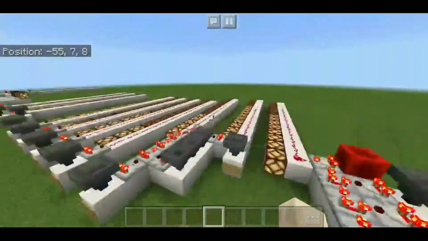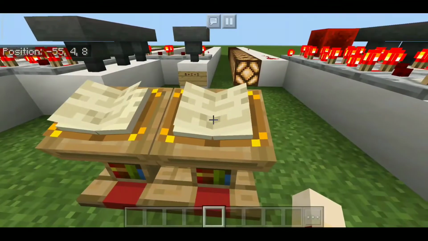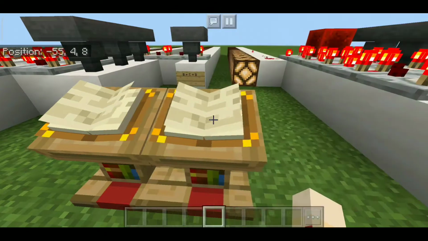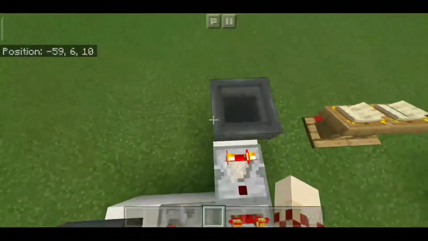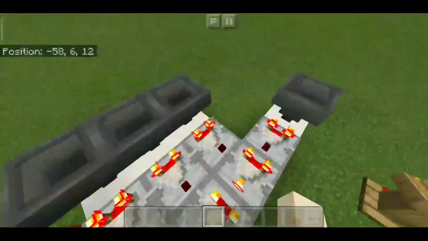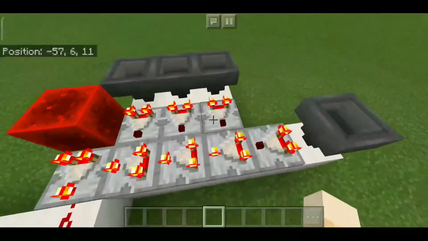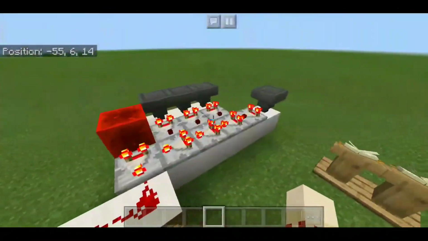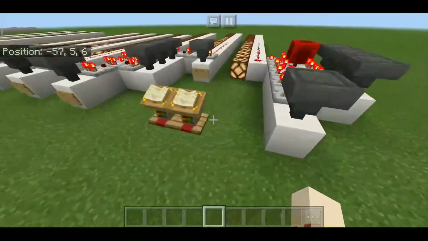But the only limitation is that comparators can hold values up to 15, so we can't go beyond that. So we will first read page 2, which is 15 minus x equals y. If 15 minus x equals y, then 15 minus y should also be equal to x. What I mean is, 15 minus any number gives you the answer for subtraction, then 15 minus the answer for subtraction should give you that number back. That's exactly what we are doing here. We are subtracting those three numbers from 15, and if we subtract the answer from 15 again, then we get back the addition of those three numbers. So that's how you can perform addition using subtraction.